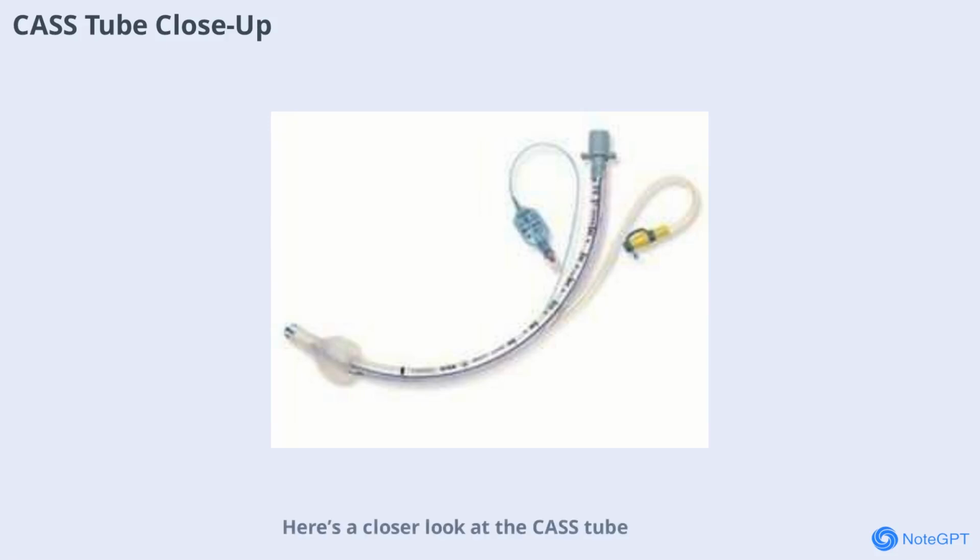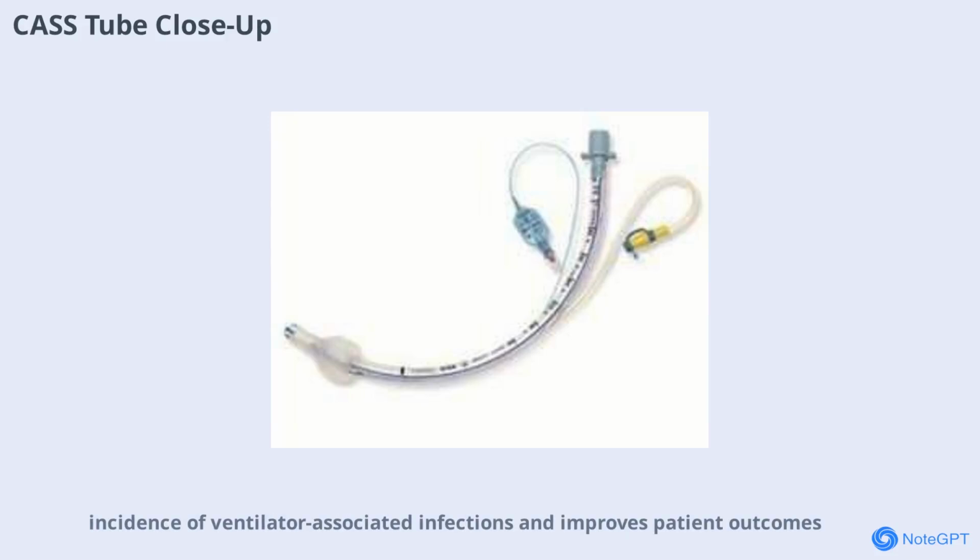Here's a closer look at the CASS tube. This specialized endotracheal tube is designed with an extra suction channel to help clear secretions from above the cuff. This feature is particularly useful in intensive care settings, where patients are at higher risk for airway complications. The CASS tube's design helps reduce the incidence of ventilator-associated infections and improves patient outcomes.